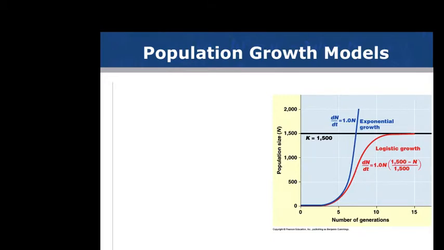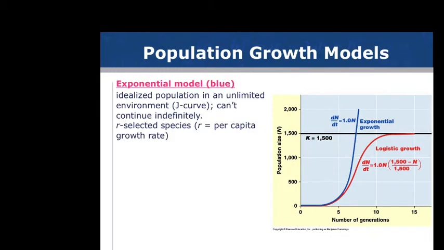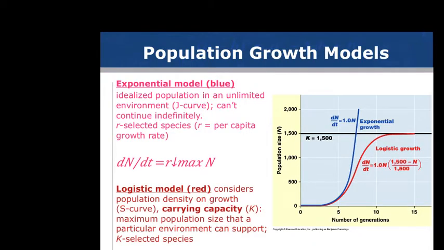Let's take a look at this. I'm showing you an exponential growth right next to a logistic growth, and the exponential growth model is in blue. This is the idealized population in an unlimited environment. So exponential growth is what would happen if nothing was impacting this environment. And this can't continue indefinitely. Eventually you reach a carrying capacity for whatever reason.